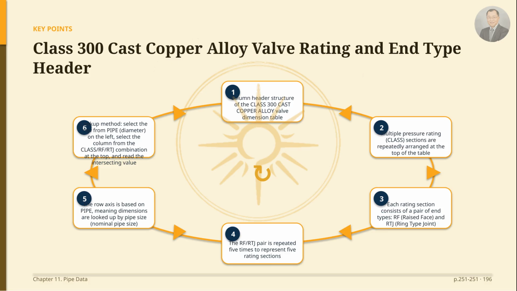In this slide, I would like to introduce the header structure of the Class 300 cast copper alloy valve dimension table. Here, cast copper alloy refers to cast copper alloy, and this table organizes the dimensions of copper alloy valves by pressure class. At the top of the table, several classes or pressure rating intervals are arranged repeatedly, and within each rating interval, the end types are divided into RF and RTJ pairs. RF stands for raised face, meaning a protruding flat flange, and RTJ stands for ring-type joint, meaning a joint where a ring is inserted. This RF and RTJ pair repeats 5 times to represent 5 rating intervals.